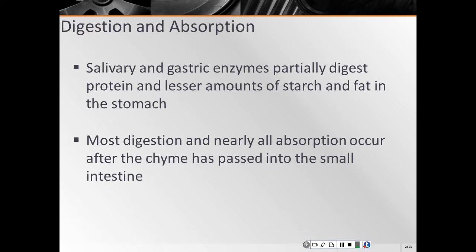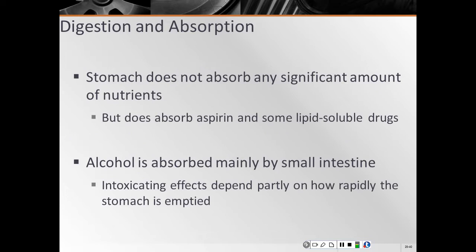Alright, so digestion and absorption. Now the salivary and the gastric enzymes partially digest protein and lesser amounts of starch and fat in the stomach. Now most digestion and nearly all absorption occur after the chyme has passed out of the stomach. The stomach doesn't absorb any significant amount of nutrients, but it does absorb aspirin and some lipid-soluble drugs. Alcohol is absorbed mainly by the small intestine, so its intoxicating effects depend partially on how rapidly the stomach is emptied.